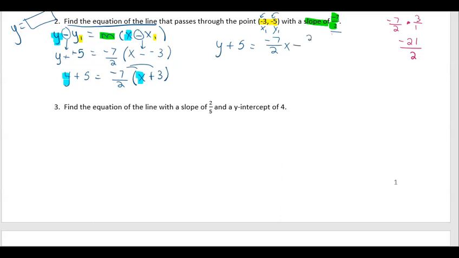So -21/2. Now we're almost finished. We need to get rid of this plus 5 right here. In order to get rid of plus 5, we do the opposite. So we subtract 5.